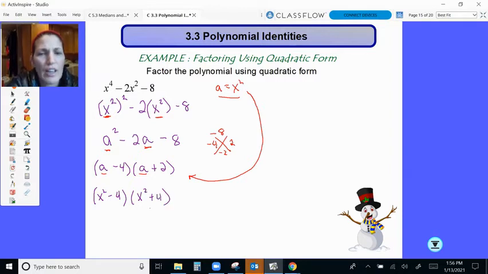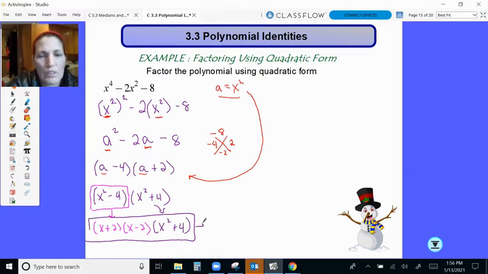And that's factored. However, be careful because this is also factorable. This is a difference of 2 squares. So we're going to continue to factor that into x plus 2 times x minus 2. And then, of course, we want to make sure we keep our x squared plus 4. And now we have this completely factored. When you see the term completely factored, that's what it means: there's nothing left that can be factored. Okay, so this is completely factored.